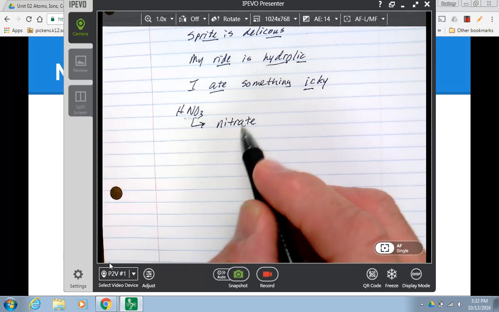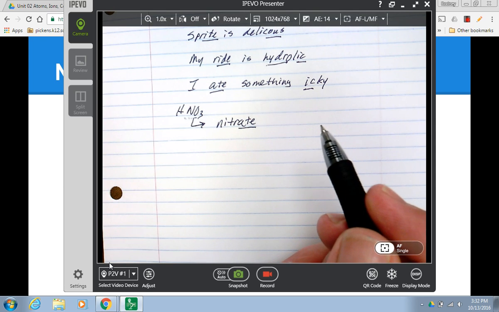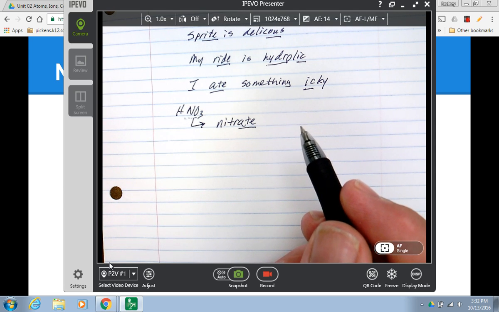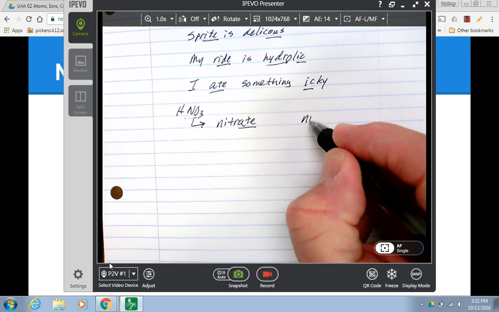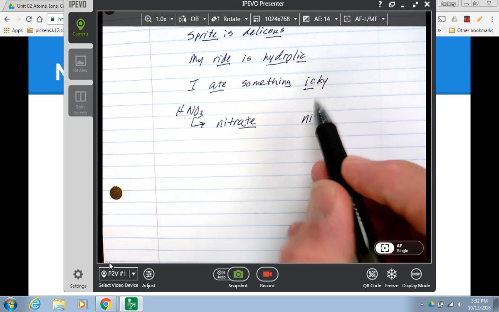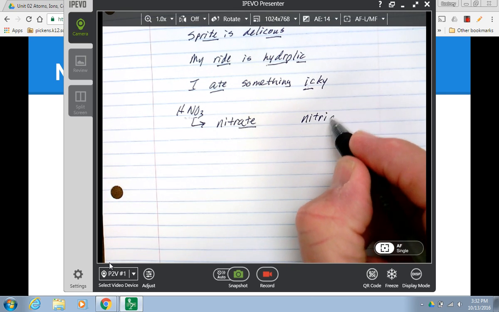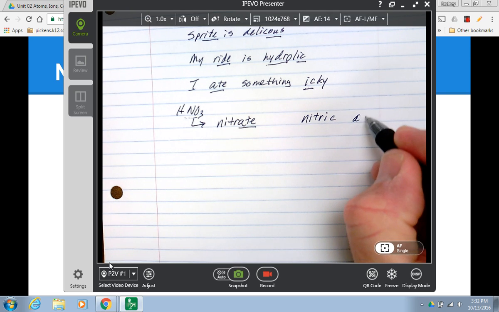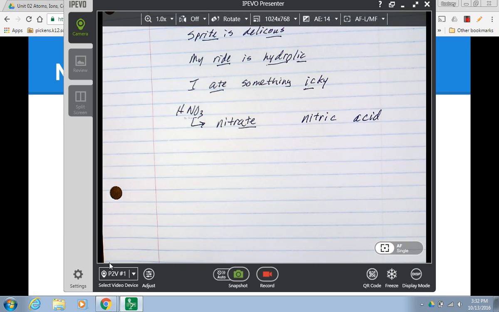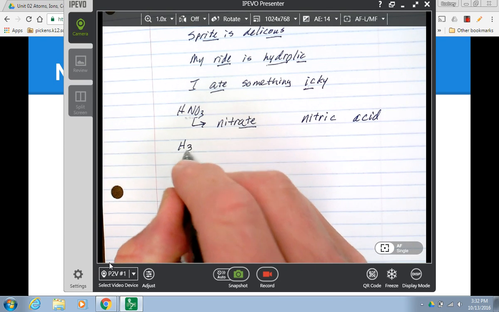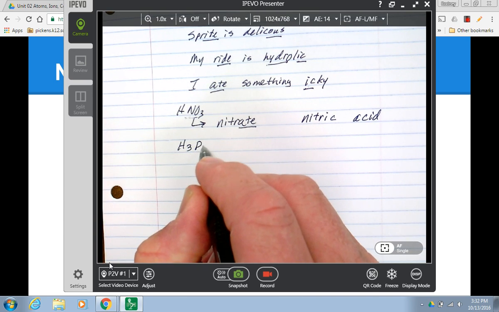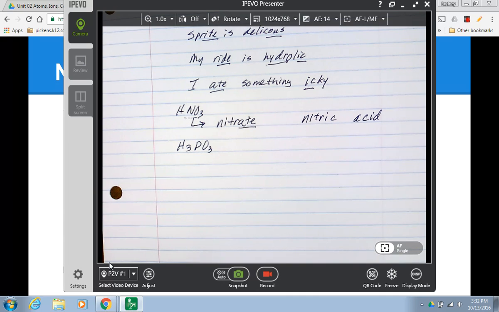Okay, so nitrate ends in what? It ends in ATE. So our system for ending in ATE means we take the stem, nit, and then we add the ic part to it, nitric, and then the word acid. So this just becomes nitric acid. Well, let's take a look at another one. Let's say we have H3PO3.